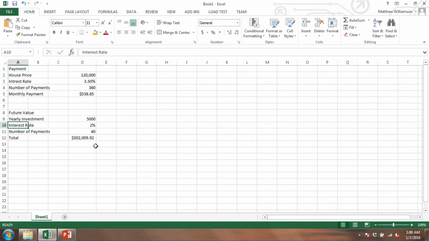So if we invest into some type of account $5,000 every year at 2% interest, and we're assuming that that 2% stays for the entire 40 years, and if we do this for 40 years, we would see that the total amount of money that we would get is $302,009.92.